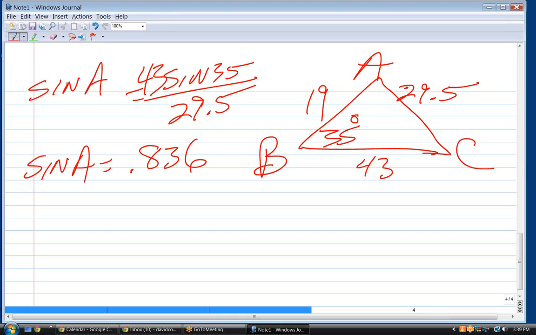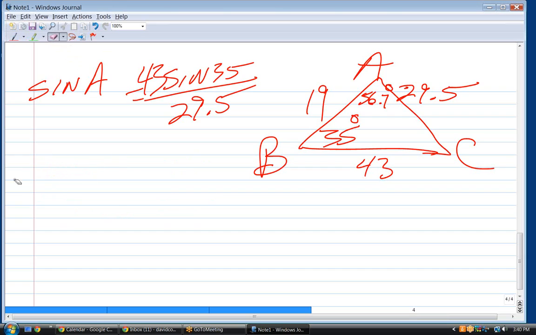if the sine of this angle is a number greater than 1 or less than -1, then it's an impossible triangle. And that's how you tell. It's only when you get to this step right there that you can tell whether it's a possible or an impossible triangle. So what is angle A equal to? 56.7 degrees. So this is 56.7. How do we solve for angle C?